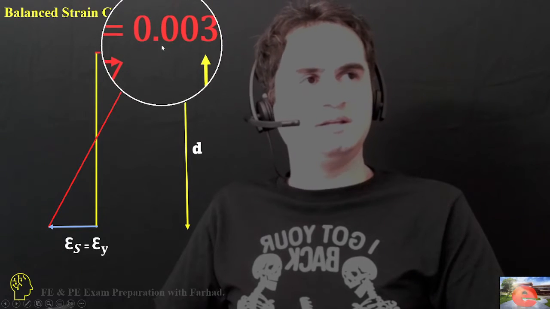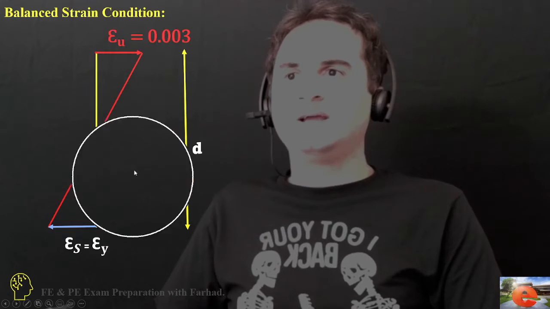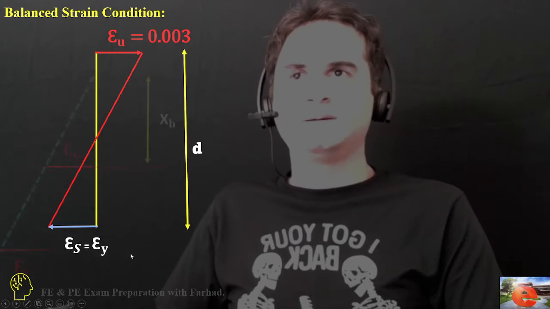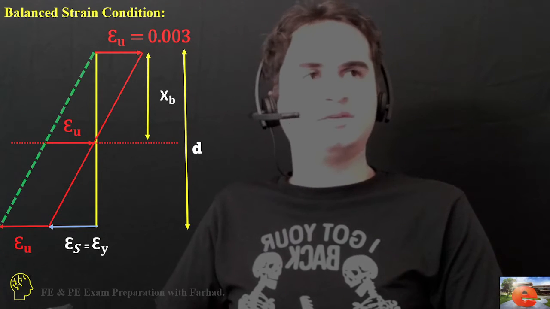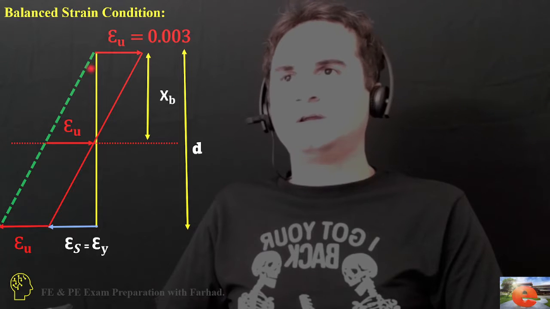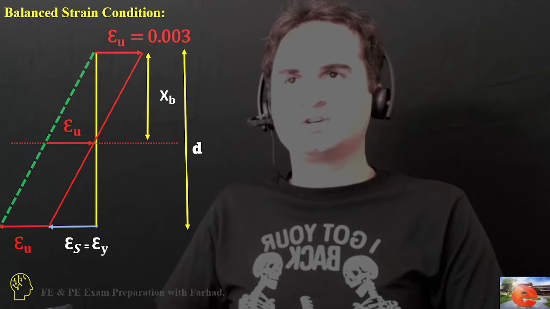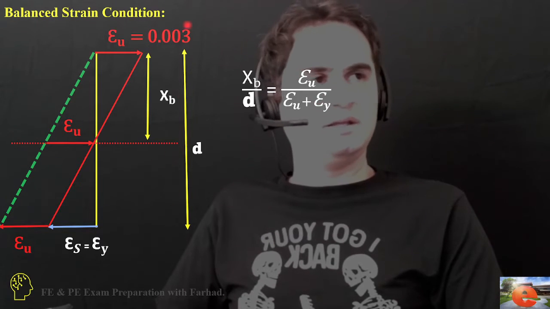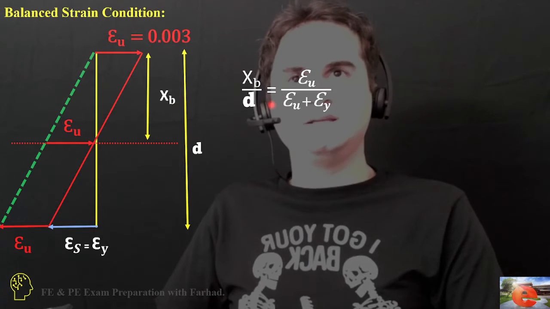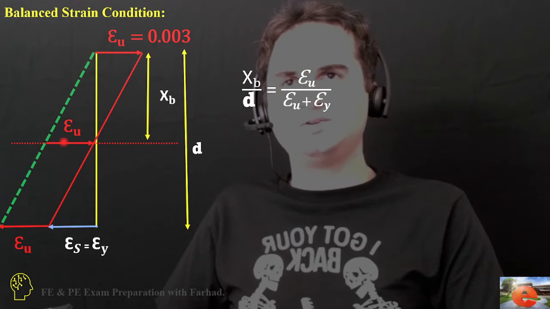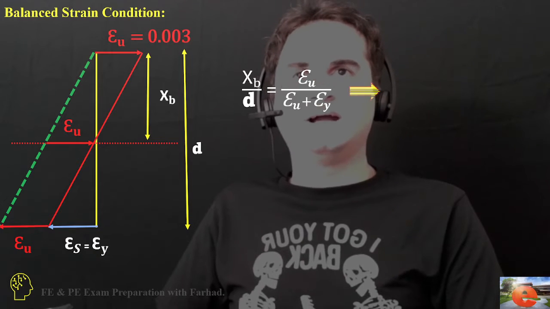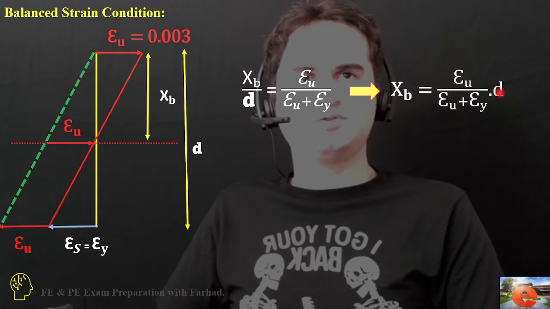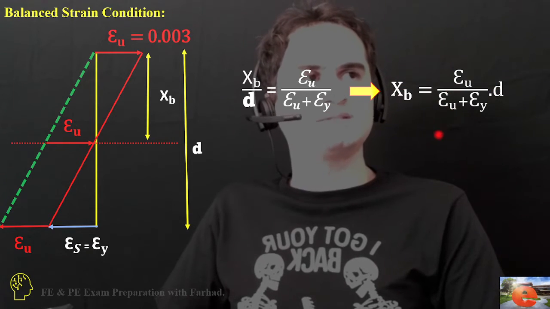and strain, which is 0.003, epsilon s, the strain of steel, goes to the yield strain. If you create this geometric relation of a smaller triangle with a bigger one, it says x balance over the effective depth is equal to epsilon u over epsilon u plus epsilon y. If you rearrange the equation, it gives us x balance equal to epsilon u over epsilon u plus epsilon y times the effective depth.